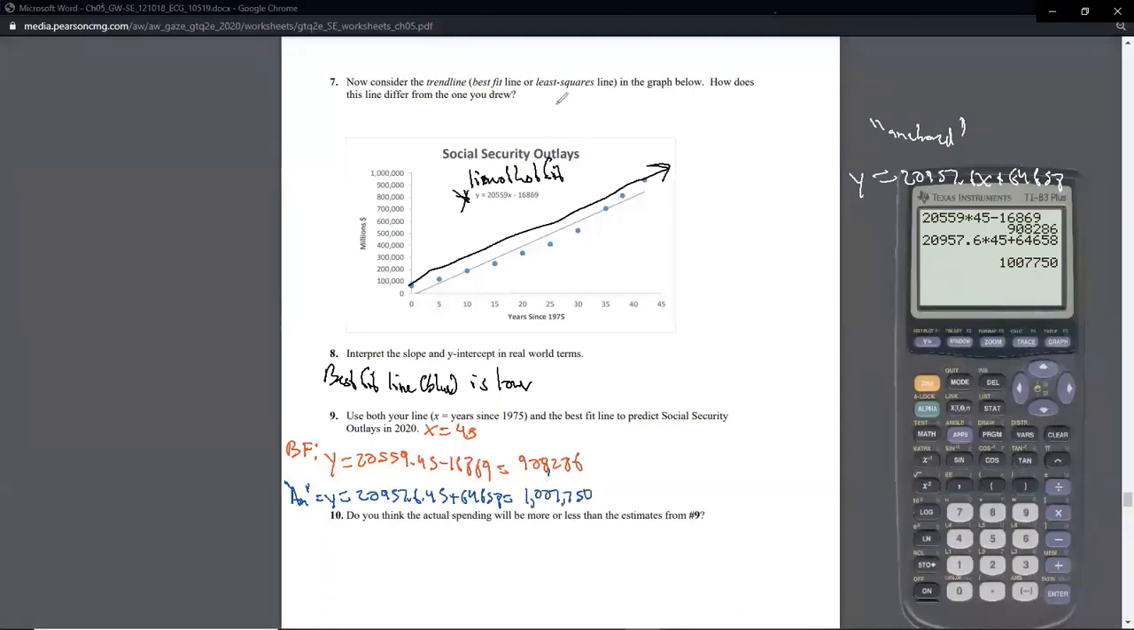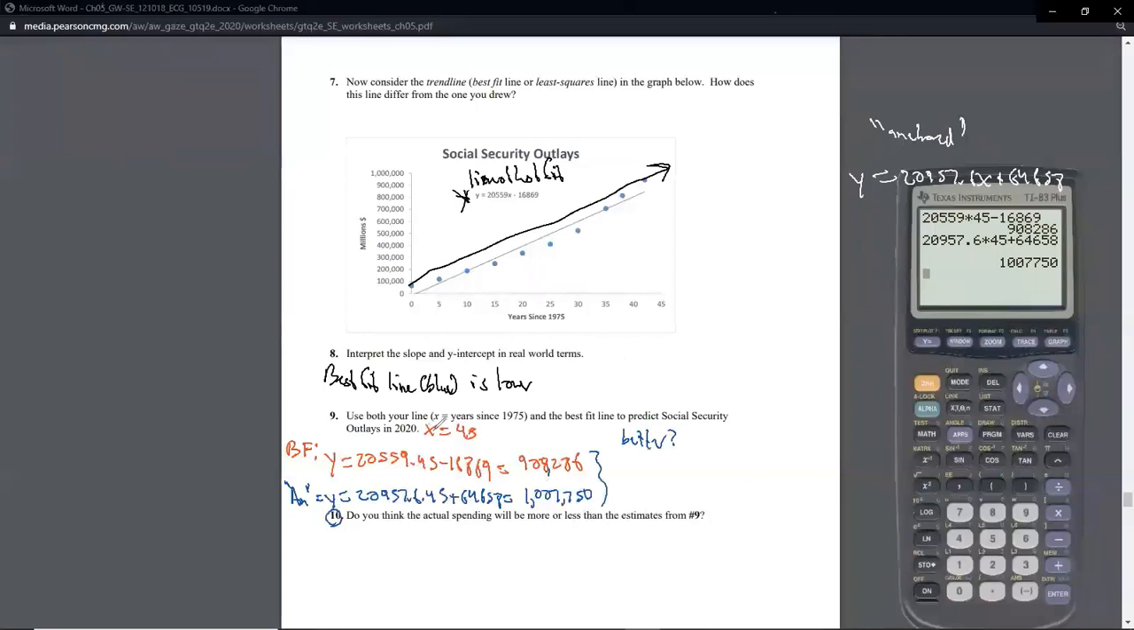And then the ultimate question is for number 10. That was off circled, isn't it? There we go. Do you think the actual spending will be more or less than the estimates from number 9? In other words, which one do you think is a better predictor? Which is better out of these two?